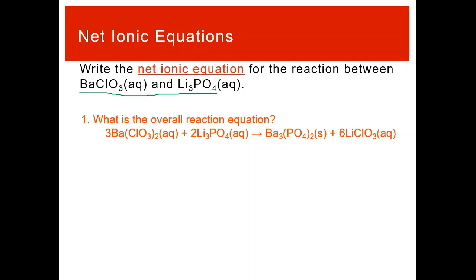When I want to go about creating a net ionic equation, we follow what I did previously. You separate ions. Anything that's aqueous, a dissolved ionic compound, gets separated. We don't separate out solids. That stays locked in. Then you cancel spectator ions. So let's take a look at what that actually looks like.